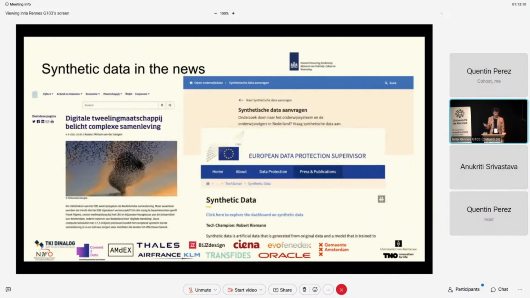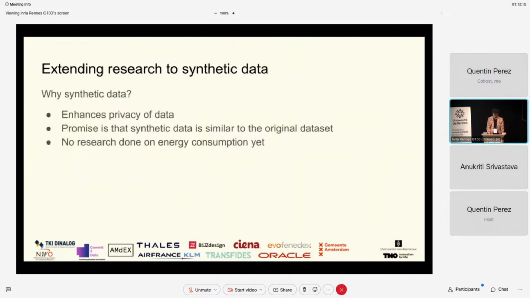So that got us thinking, and we saw synthetic data was increasingly in the news, and we thought, well, why not compare it to synthetic data? So why would we use synthetic data? Well, because it enhances the privacy of data. And the promise is that synthetic data is similar to the original data set, so it would have the same statistical properties. And as far as we know, there was no research done yet on the energy consumption, so that was really interesting.